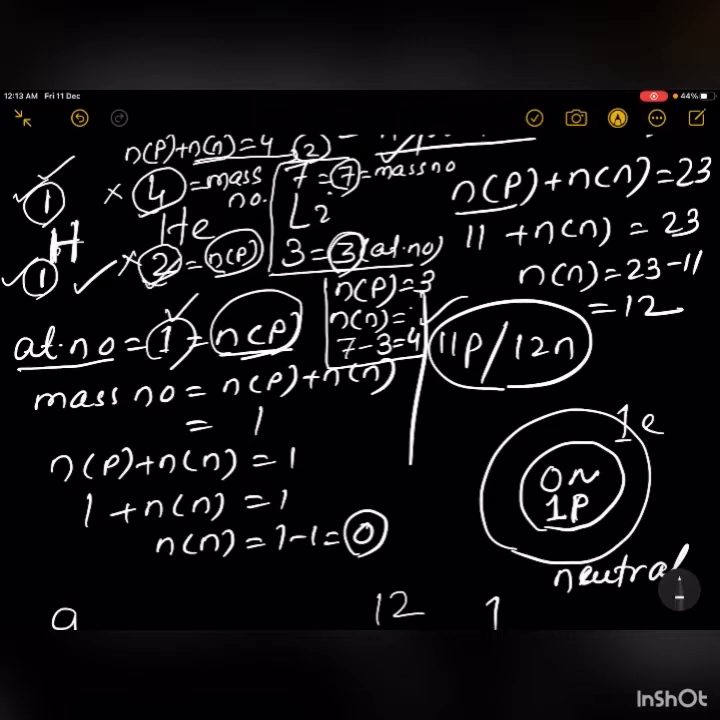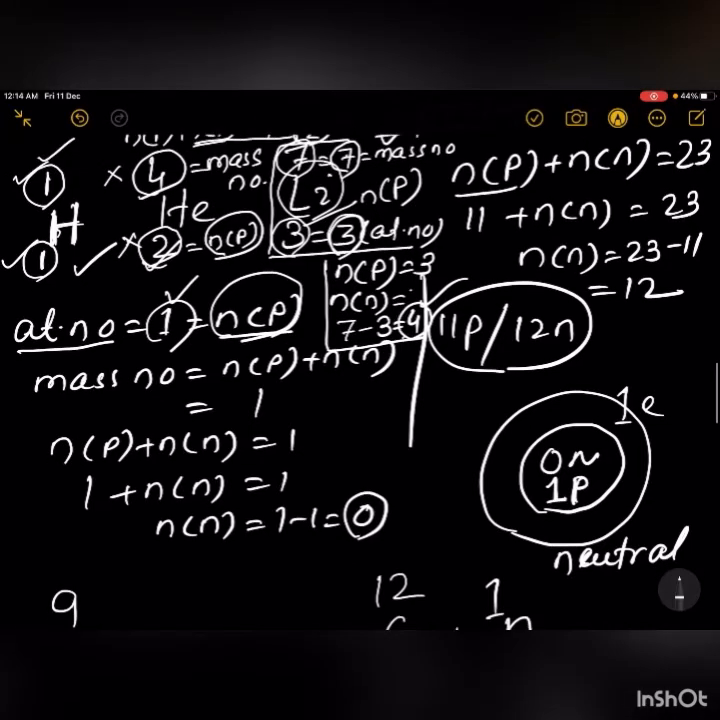Same story in case of lithium. In case of lithium, the atomic number is 3 and mass number is 7. Means the number of protons is equal to 3 and the number of neutrons is equal to 7 minus 3, which is equal to 4.